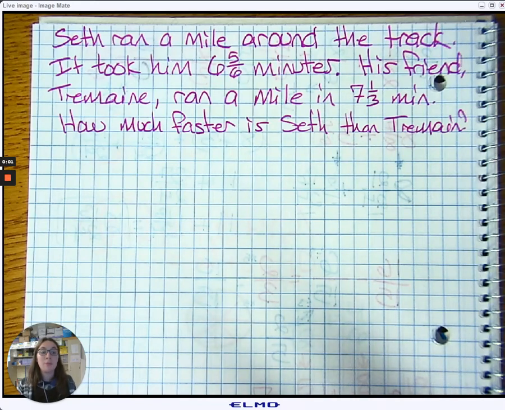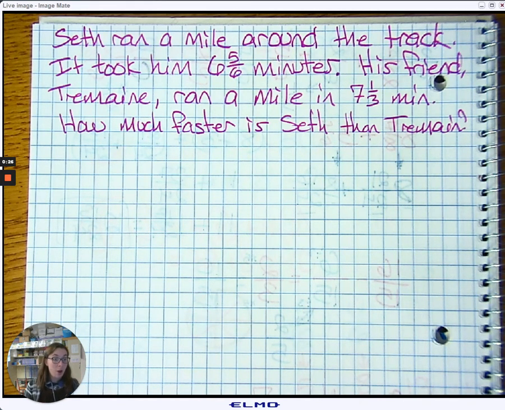This is lesson 4.3, example 2 of 2. We're talking about our friend Seth here. Hi, Seth. He ran a mile around the track. It took him 6 and 5/6 minutes, which is the same as 6 minutes 50 seconds, I believe. His friend Tremaine ran a mile in 7 and 1/3 minutes, which would be 7 minutes and 20 seconds. How much faster is Seth than Tremaine?